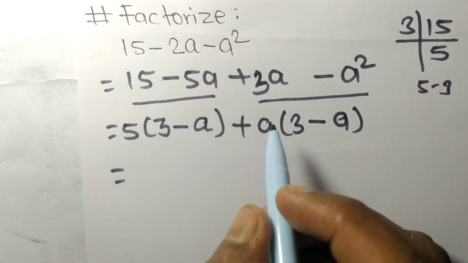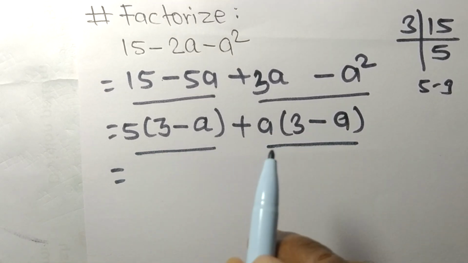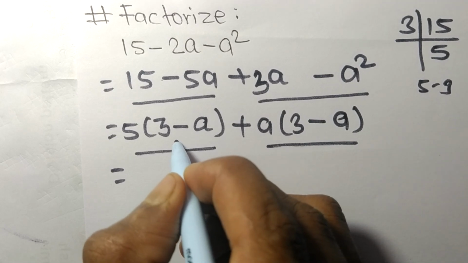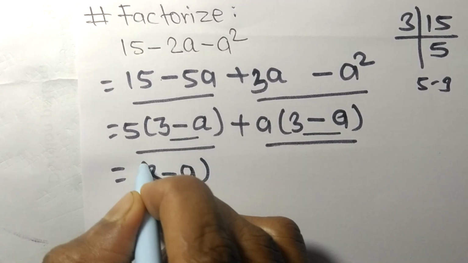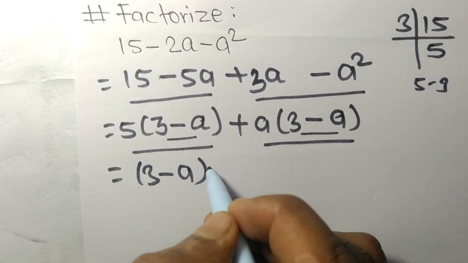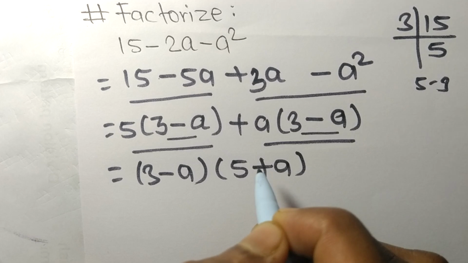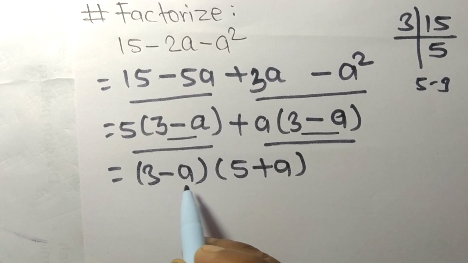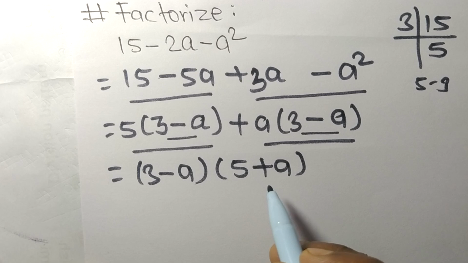So now we again find out common in these both first and last expression. So both contain 3 minus a. So 3 minus a is common and remaining in the first 5, at last plus a. So 3 minus a and 5 plus a are the required factors.